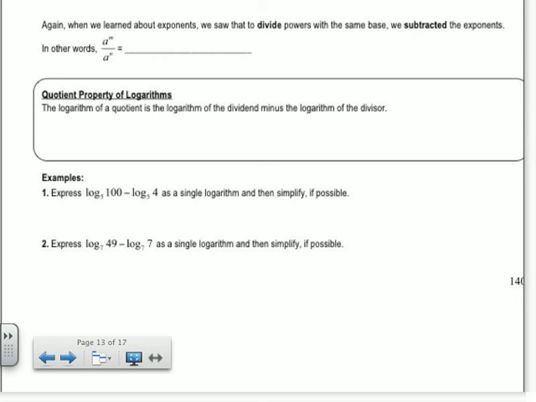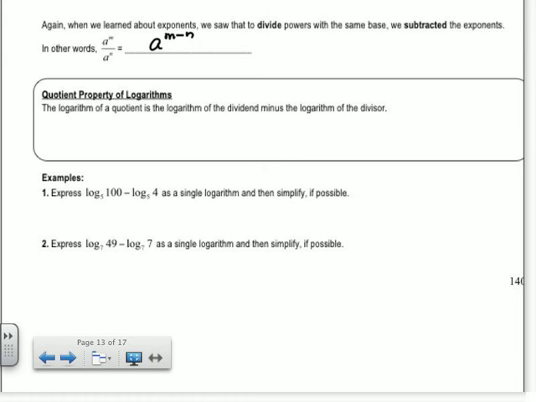Okay, so also when we learned about exponents, we said that to divide powers with the same base, we subtracted your exponents. So in other words, if I have a to the m over a to the n, it was a to the m minus n. So same thing with logarithms. If you have two logarithms that are subtracted, you really can combine them with division. It says the logarithm of a quotient is the logarithm of the dividend minus the logarithm of the divisor.